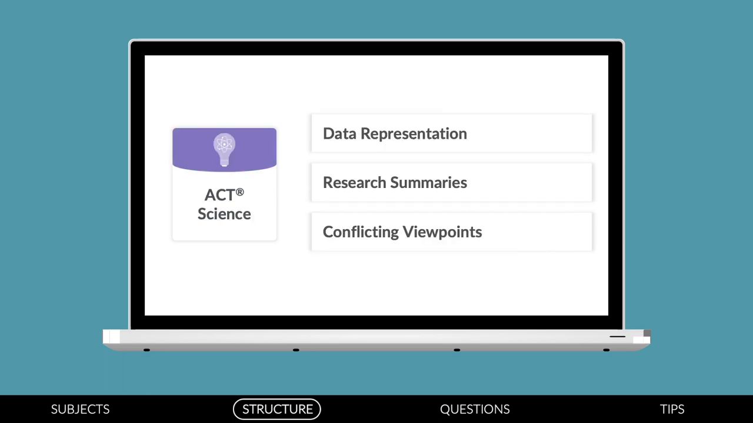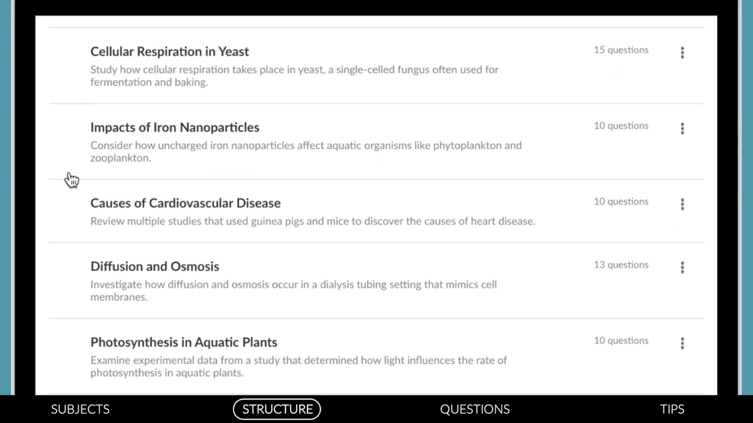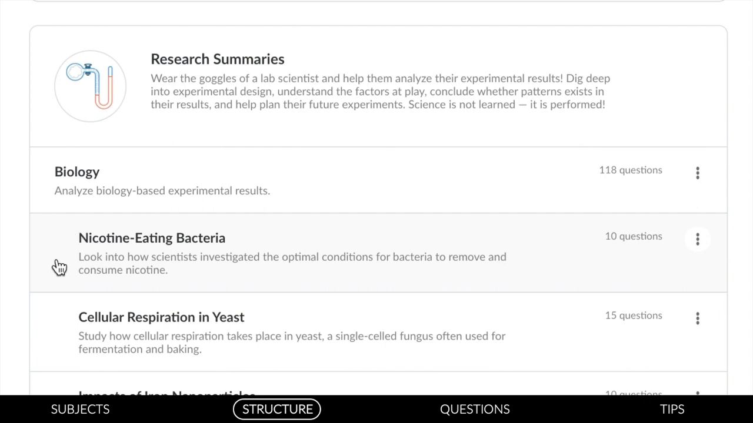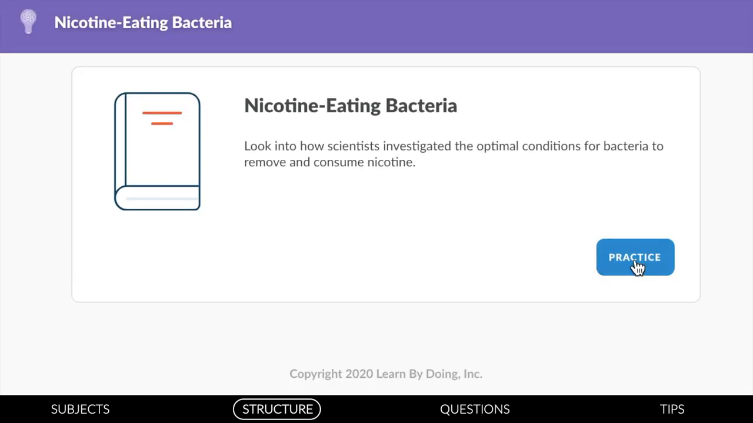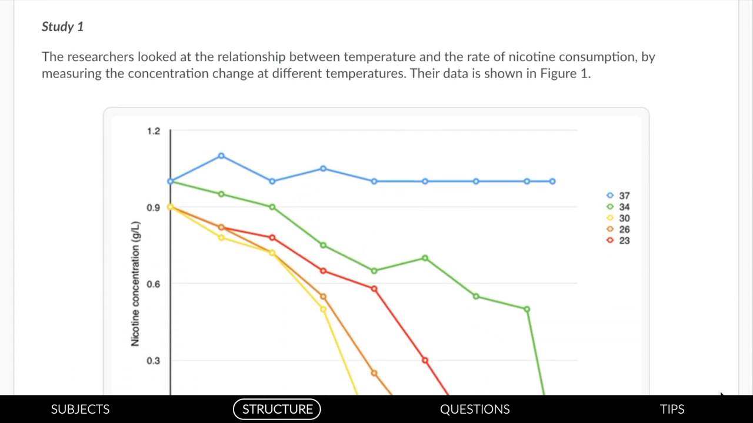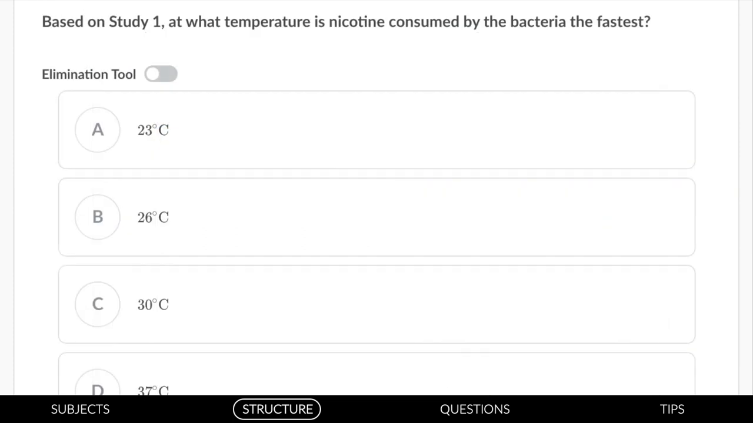In ACT science, course themes are split into the 3 main passage types: data representation, research summaries, and conflicting viewpoints. Passages are further organized by science domain. For example, chemistry passages are all grouped together right here. Here, we can see an engaging research summary on nicotine-eating bacteria. ACT science passages include images, data, and prompts that push students to analyze and interpret, just like the real test.